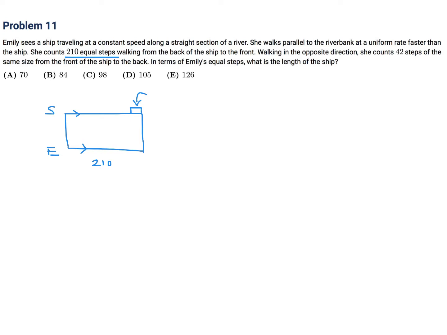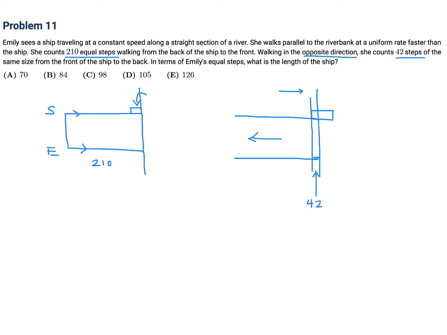And then the second scenario is similar in the sense that they're both going in the same direction initially, but then Emily starts walking in the opposite direction. So let's say this is the end point of the ship here. Now the ship's going to keep traveling that way, but Emily's going this way. So she's going to go till this point right here. So this is Emily's journey, and that journey, they're saying, is 42 steps.